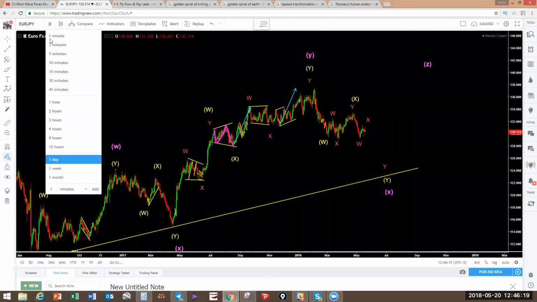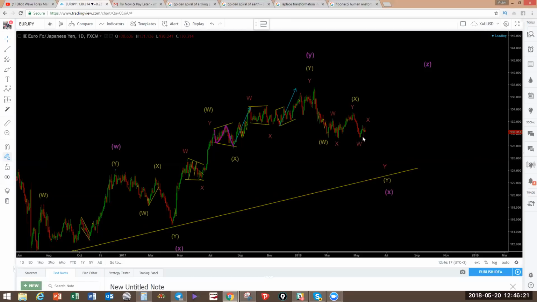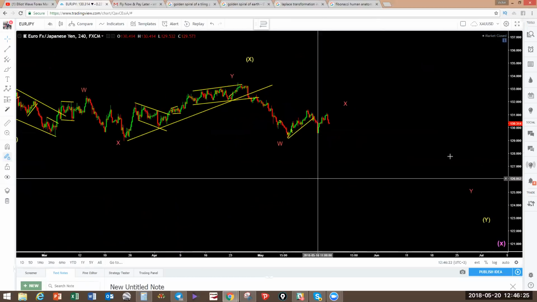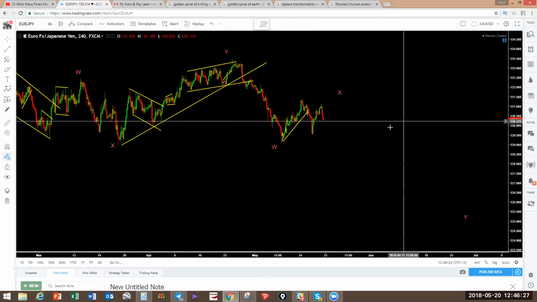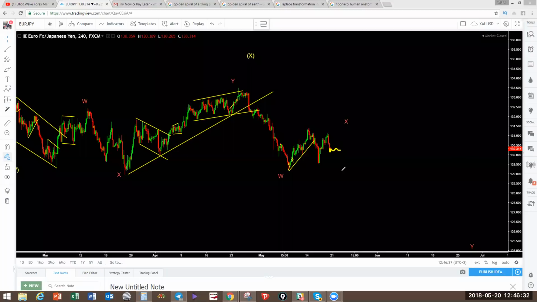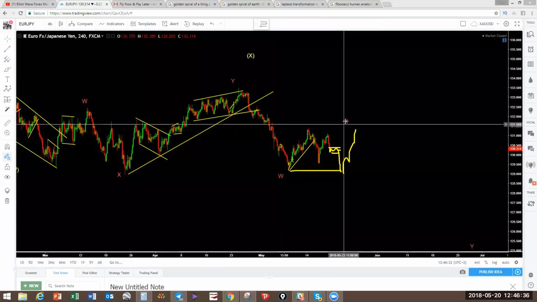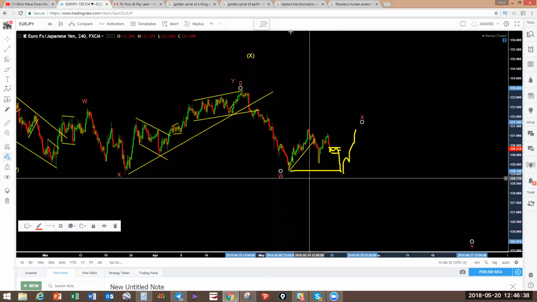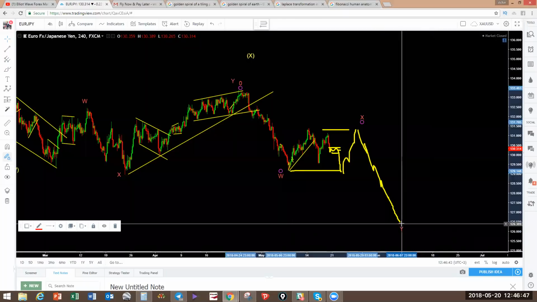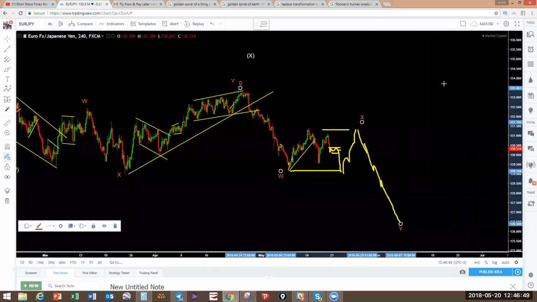Okay, let's go 4 hour again and look at this correction here. This correction may still take some time, but here is a trade at least to this level. And this can all be the X move here. Don't be surprised when we get to this level and we get a bounce. That will just be making this flat and we'll still have our move to the downside. This one is very clear. All right, so that's EURJPY.